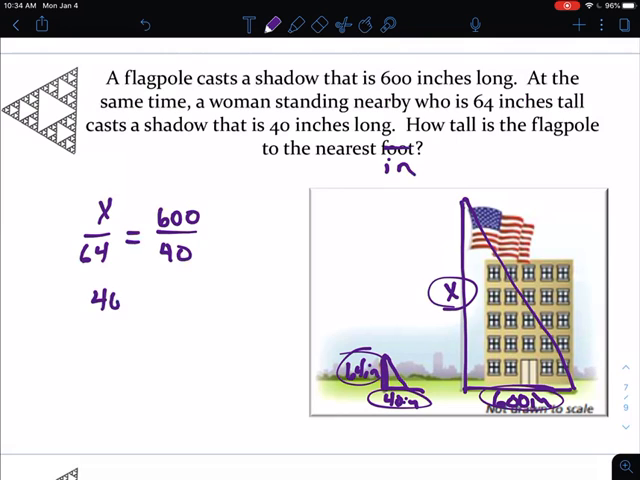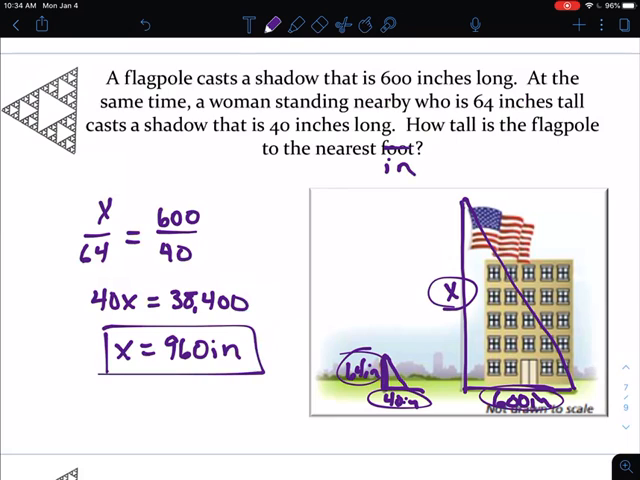So if I cross-multiply here, I get 40x is equal to, if I take 600 times 64, I get 38,400. And then if I divide both sides by 40, I end up with a value of 960 inches. So the flagpole would be 960 inches tall.